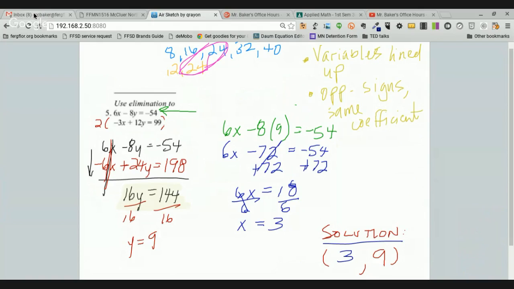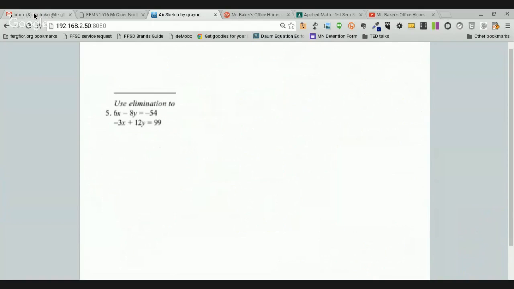Let's do one more, and then I'll kind of do a wrap-up chart. Take a picture of that. Let's find a different one to do, preferably with substitution. Oh, okay, I lied. I'm going to do this elimination question real quick, just because it'll be quicker.